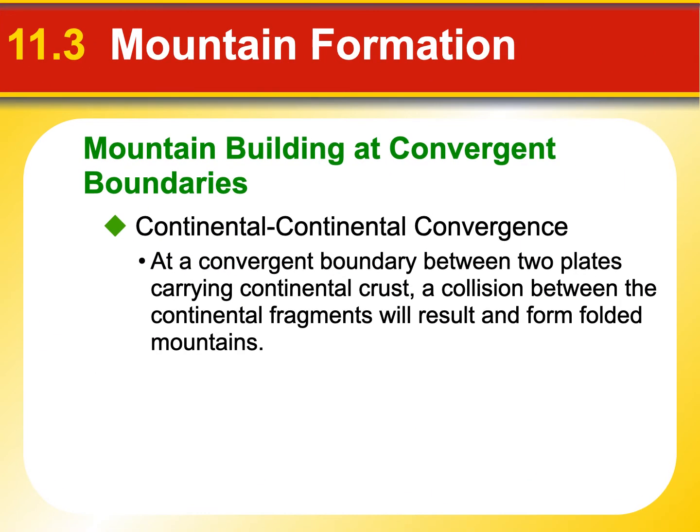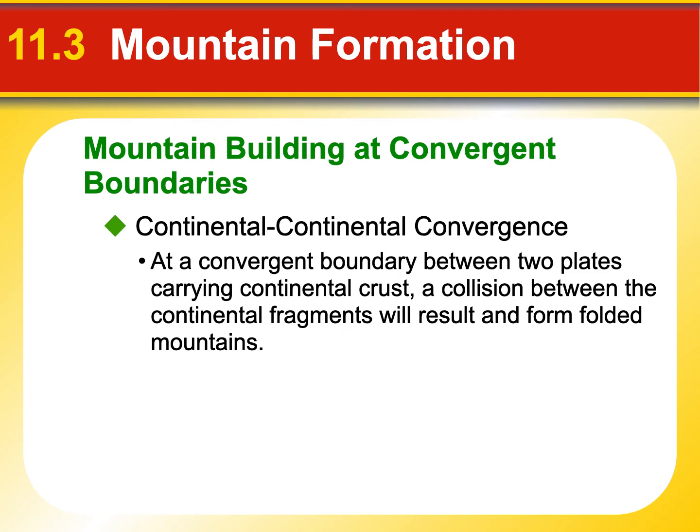All right, let's talk continental to continental. These are the big ones in terms of how tall the mountains get. This is the Himalayan mountains. These things can get humongous. So we're talking about the collision of two continents here. Originally, as these things are colliding, yeah, there's oceanic crust down there, and it's going to get subducted right up to the point where the two continents connect, and then these humongous folded mountains are going to form.